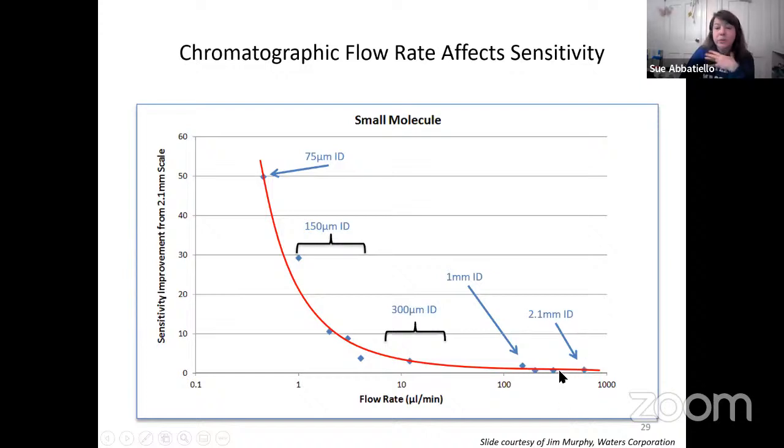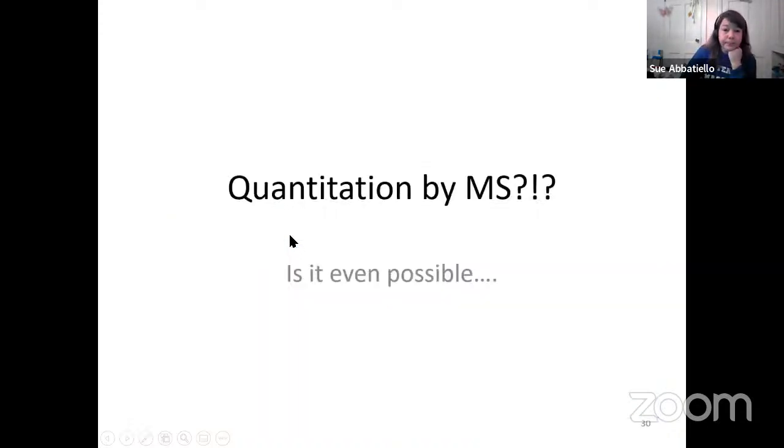So if anyone ever asks, why don't we do high flow? High flow is great, and you can bang your samples through in a short period of time, but often you're giving up the sensitivity in certain analytes that you wouldn't detect otherwise.